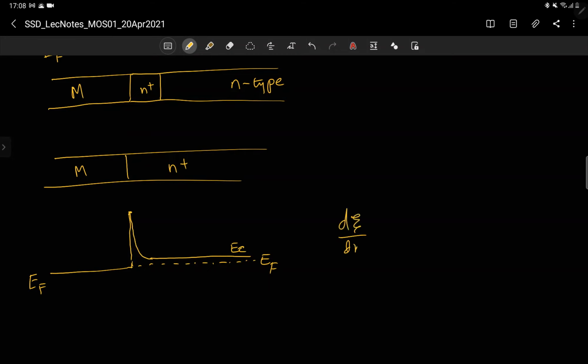by dx, you know that it is q N_D by epsilon_s. So if N_D is large, slope is large. Okay, so slope of electric field is large, so the variation of EC also should be very rapid. All right, so when this is so rapid, this thickness is so small that electrons can tunnel this way.